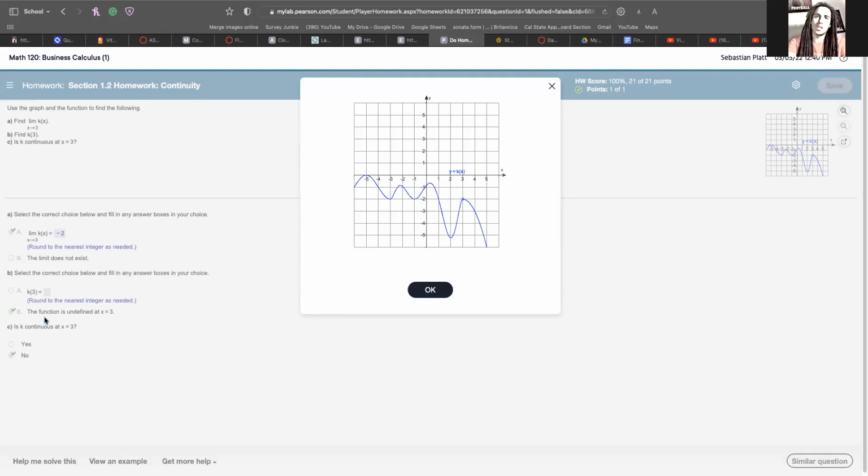Is k continuous at x = 3? The answer is no, because at x = 3, there is an open circle here. So for that reason, it is not continuous, as we had to pick up the pencil once we reached x = 3 and then y = -2 before we continue the graph.